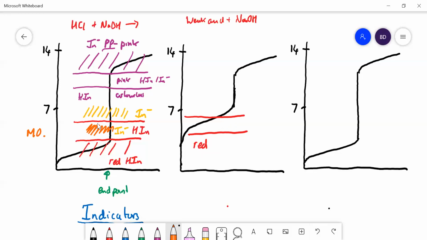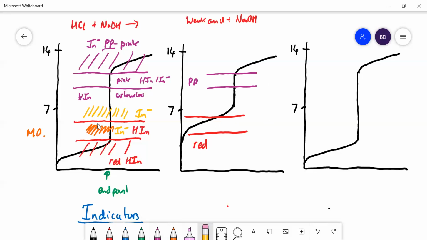Can you use phenolphthalein for that? Well, you can see that you can, because the color change occurs in that bit there for phenolphthalein. So it's okay to use that because it's on the steep part of this curve. This curve is almost vertical where the phenolphthalein changes, so you will add one drop and you'll get a color change.